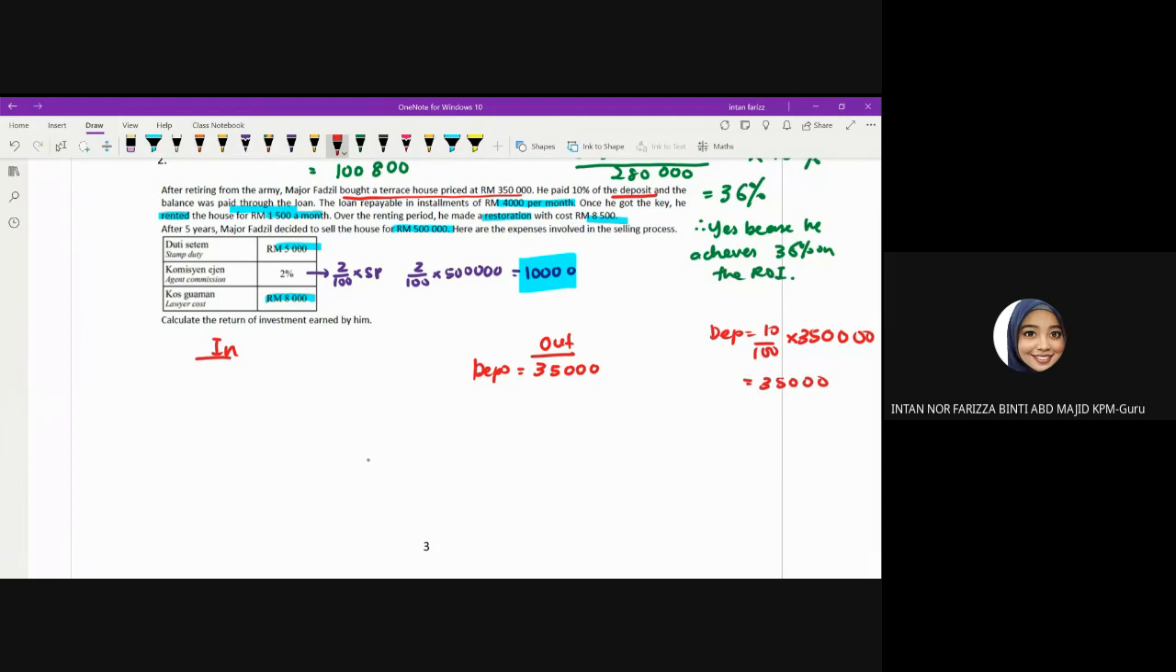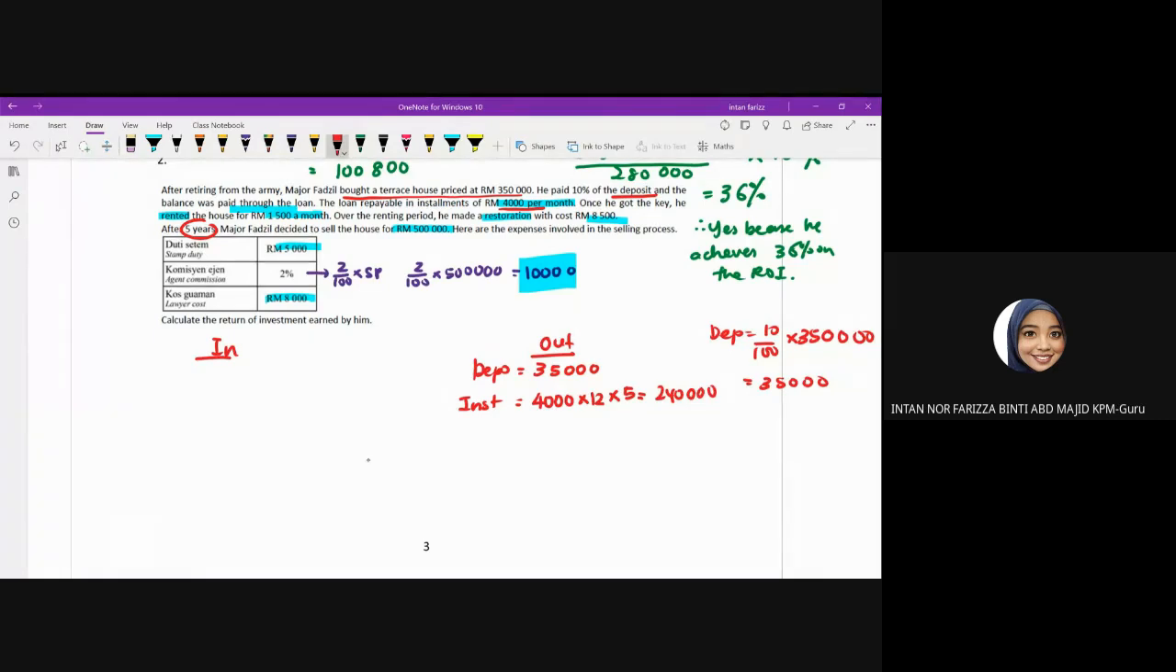Next, the loan repayable in installment is 4,000 per month. So now let's calculate. This is the installment, so 1 month he paid 4,000. But now we have how many months? Total is 12 months. But for how many years? He kept the house for how many years just now? 5 years. So we're going to calculate times 5. This is the amount of money that he paid to the bank. We have 4,000 times 12 times 5. That will be 240,000. Okay, settled.